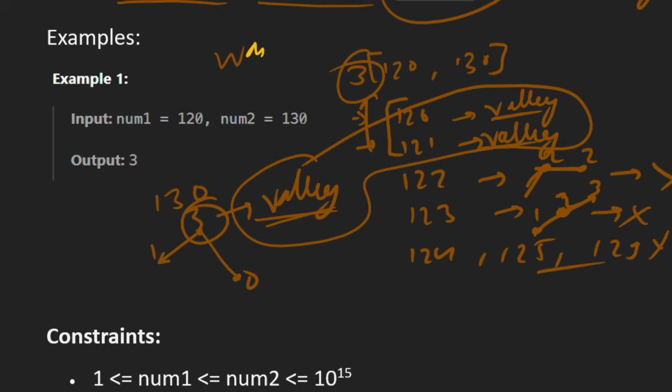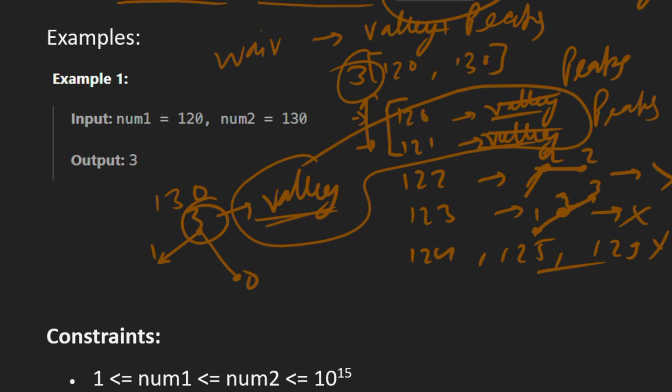And as we know, waviness is basically the count of valleys plus peaks. Sorry, these are not valleys, these are peaks. So the total peaks here are 3. So the output is 3.